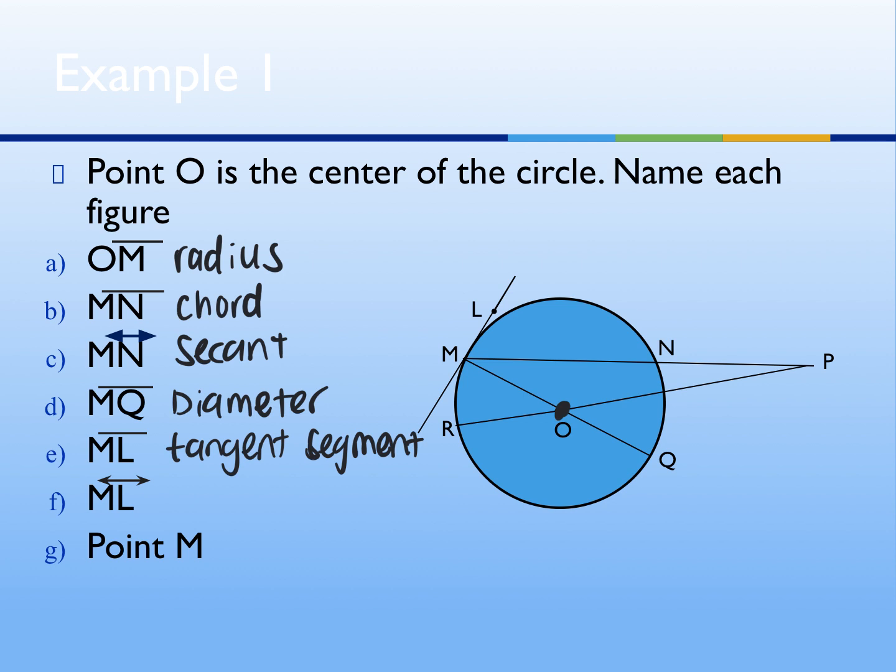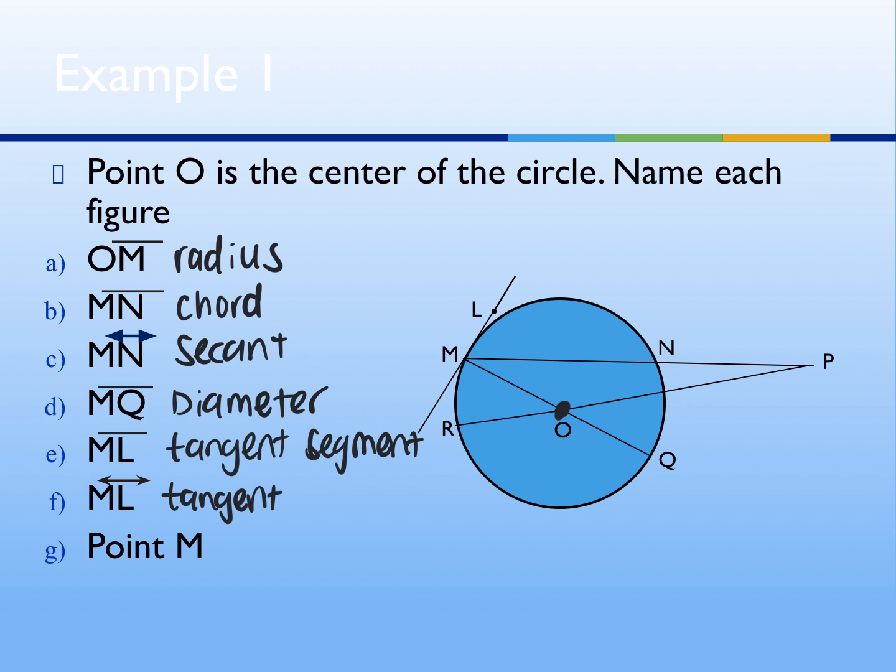Now, tangents can be segments, rays, or lines. The only one that's a true tangent with nothing afterwards is if it was a tangent line. For example, letter F. ML as a line is just our tangent, okay? We don't need to say it's a tangent line. If you do, it's fine. It's not going to be wrong. But just make sure you specify if it's a segment or a ray, okay?